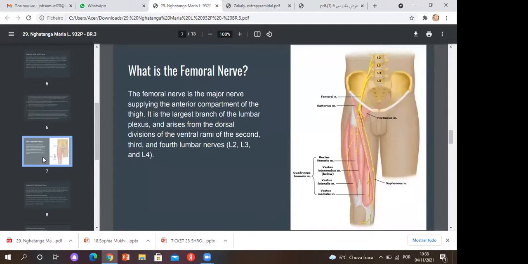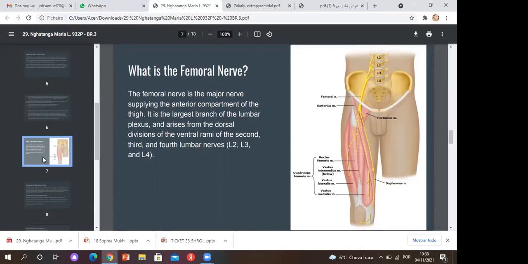So then those were the syndromes of the sciatica nerve. So now we're going to talk about the femoral nerve. The femoral nerve is a major nerve supplying the anterior compartment of the thigh. It is the largest branch of the lumbar plexus and arises from the dorsal divisions of the ventral rami of the second, third, and fourth lumbar nerves.